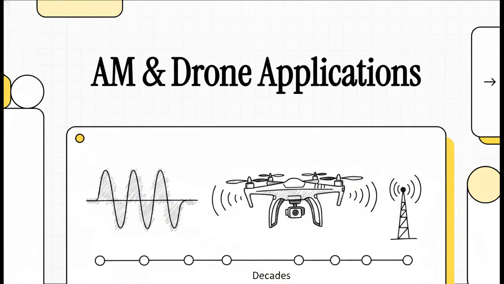Welcome to The Explainer. Today, we're diving straight into the invisible magic of amplitude modulation and looking at how it evolved over decades to power modern drone technology. We completely rely on these invisible waves to control machines in the sky, and understanding exactly how that works is honestly one of the most fascinating journeys in communications engineering.